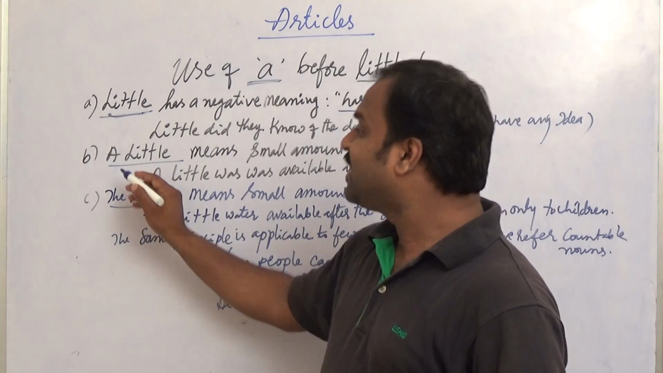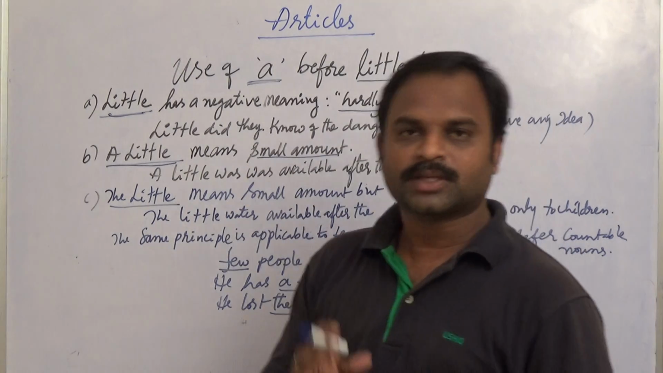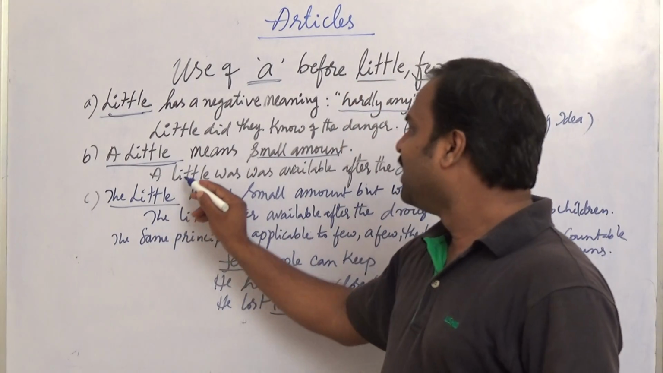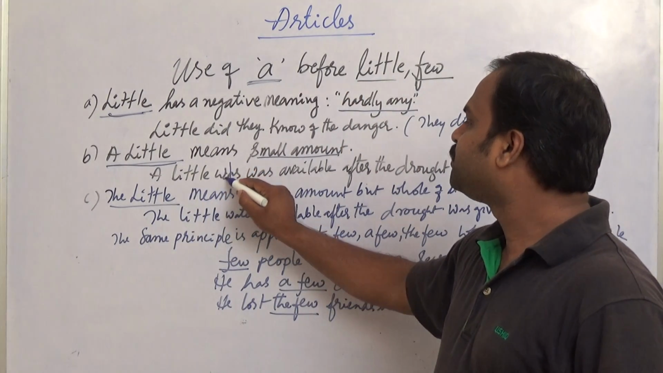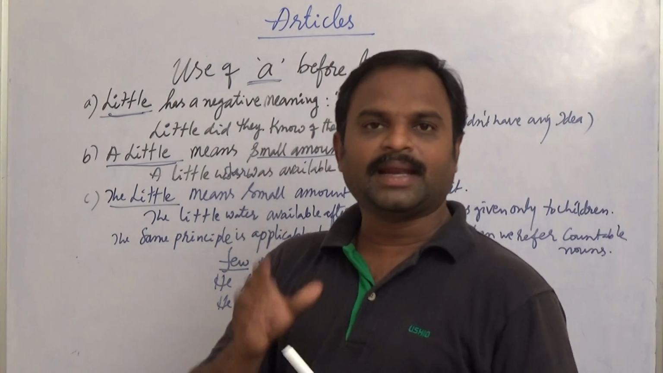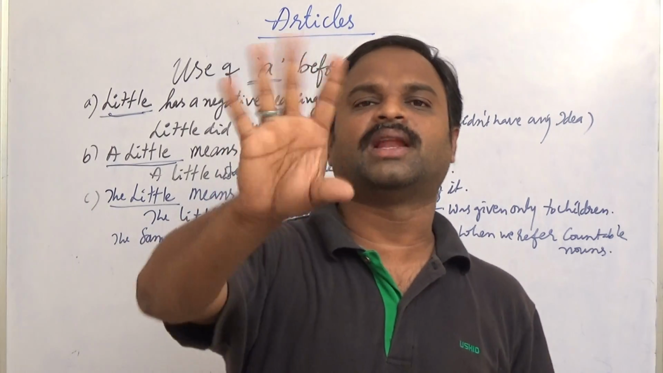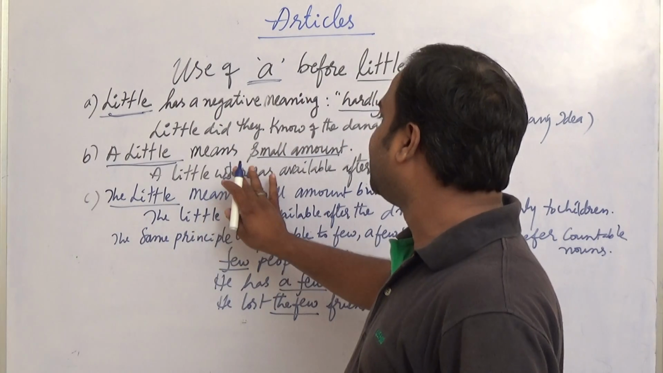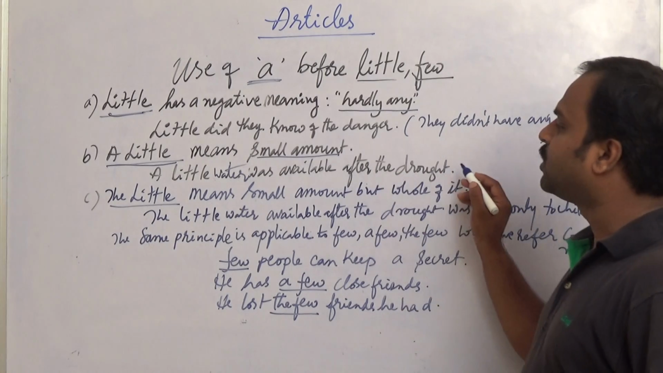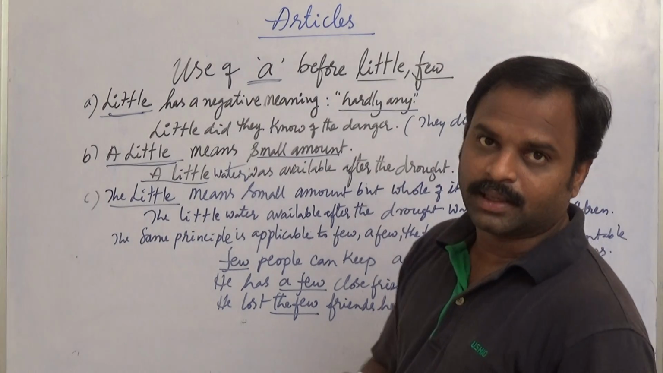Then if we are using a little, it means a small amount. Out of a big amount, a very small amount we are considering. It means a little water was available after the drought. So the drought has come, but after that a small quantity of water is left. That's what we said. A little water was available after the drought. A little. Next one, the little.